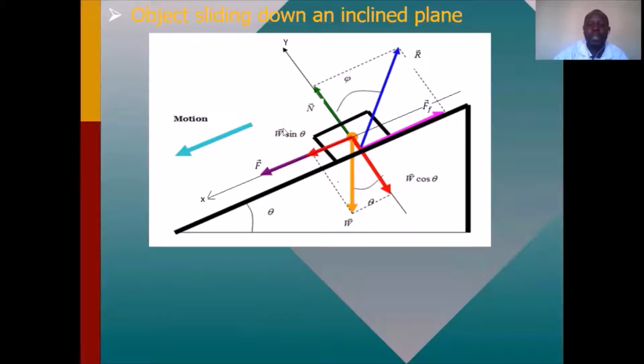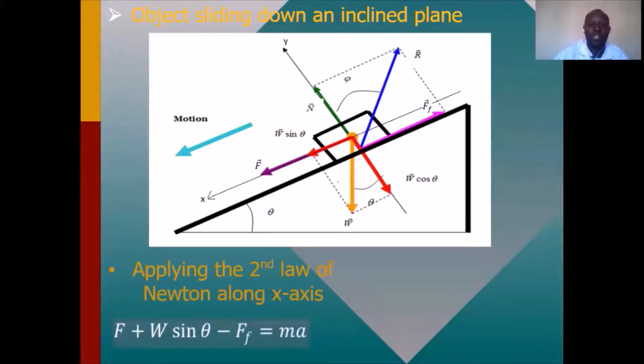So it is similar to the previous one. We are going to apply the second law of Newton on the y-axis and the second law of Newton on the x-axis. Along x-axis, we have motion force, weight sine theta. They are both positive, and the friction force, which is negative because it opposes motion. Along the y, we have normal and the weight cosine theta. So applying the second law of Newton along the x-axis, we have motion force plus weight sine theta minus friction force is equal to mass times acceleration.